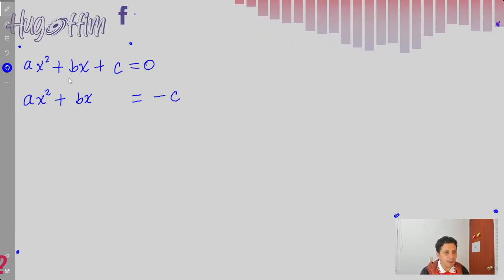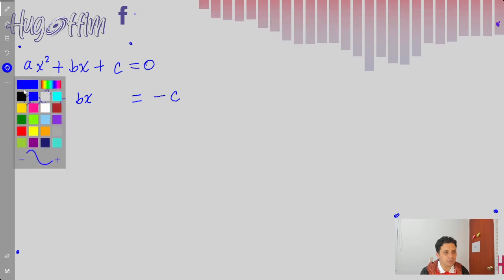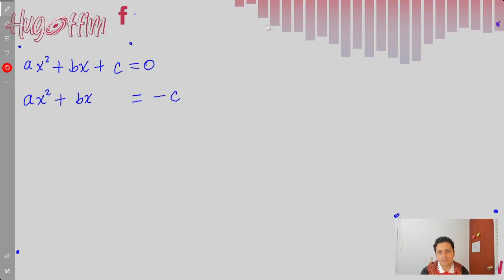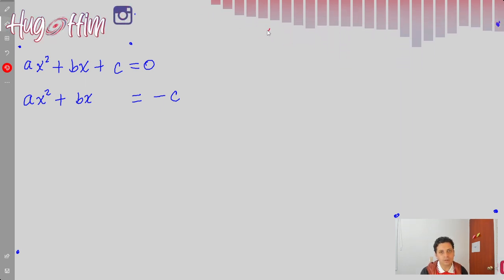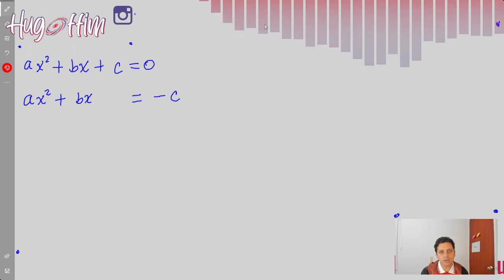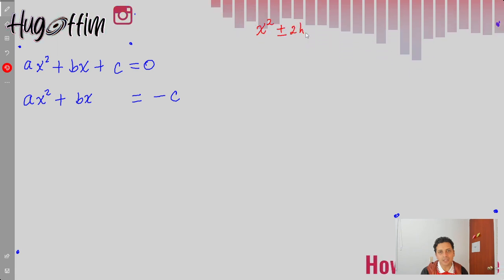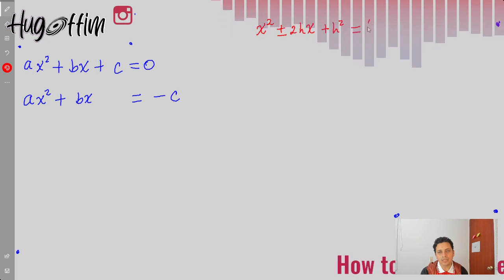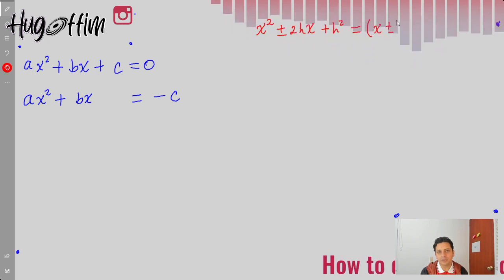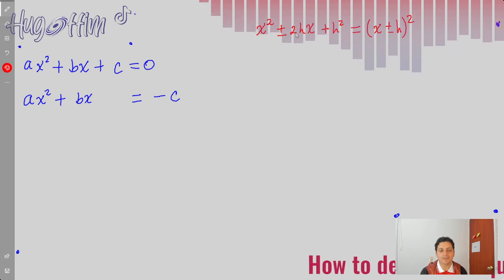But if you remember the perfect square trinomial, I'm going to write the formula here, using h. So if you have x squared plus or minus 2hx plus h squared, we can write that this is x plus or minus h to the second power. This is the perfect square trinomial.